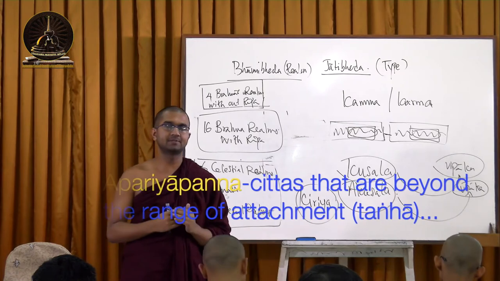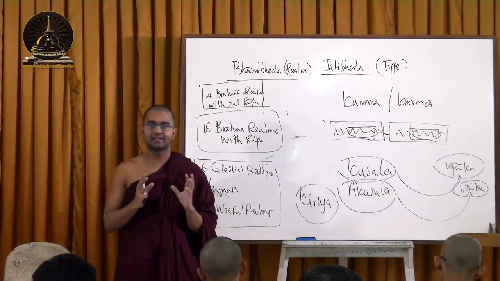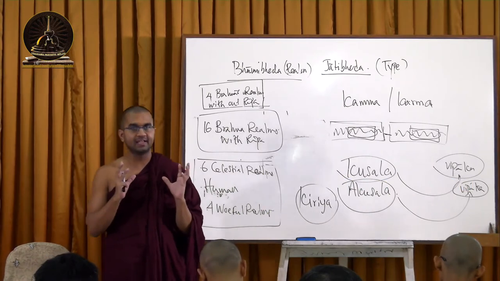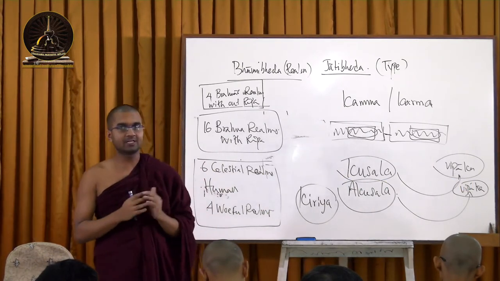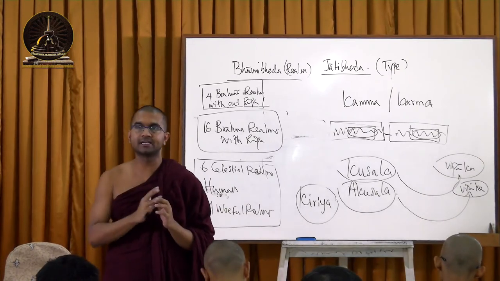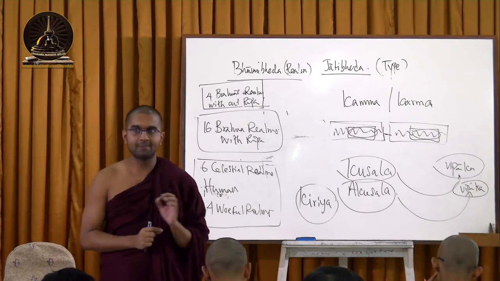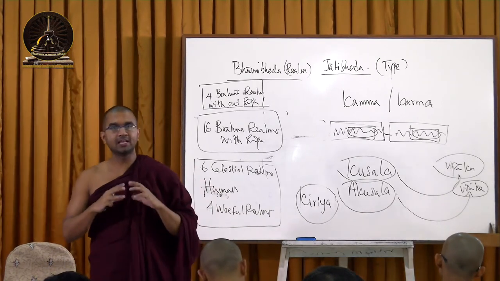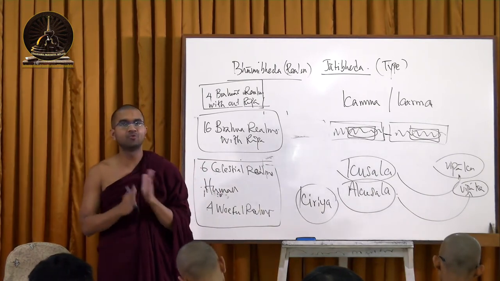So the first three types of chittas, kamavachara, rupavachara, arupavachara, are categorized based on the craving which gets attached to them. And the fourth type of chitta is the chitta which cannot be attached by any craving, so we call it apariyapanna chitta. So then these apariyapanna chittas are beyond the craving. And then what happened, these apariyapanna chittas are twofold.